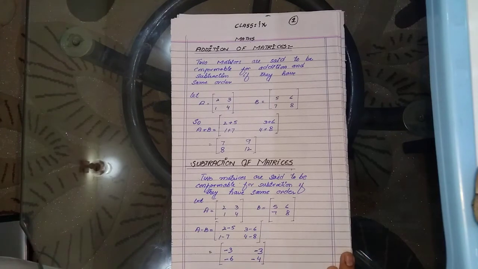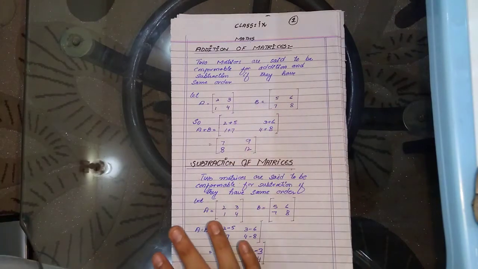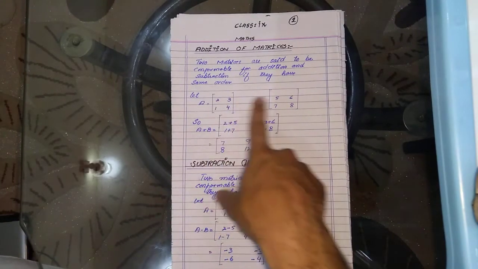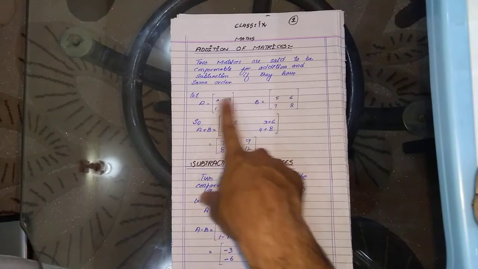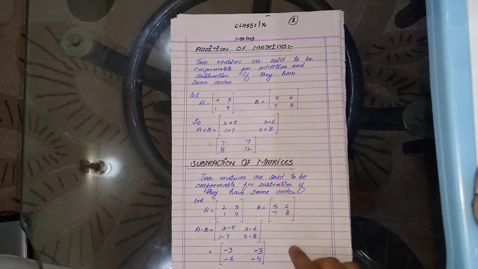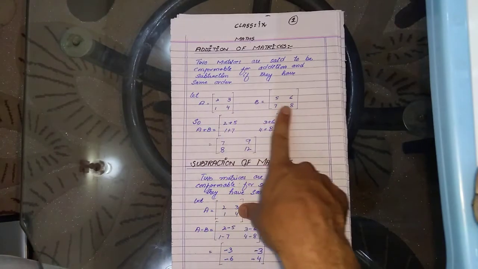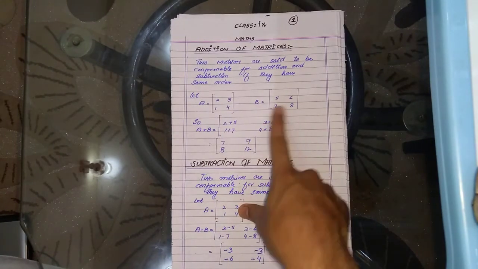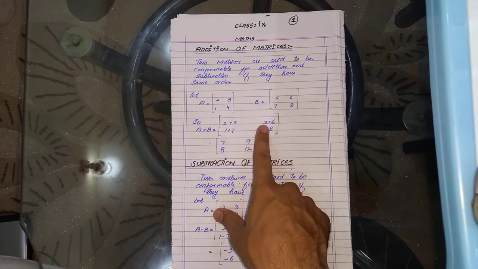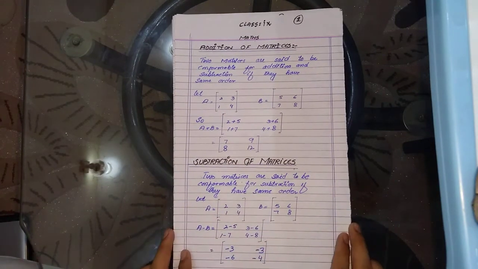Look here, student. You have to add the corresponding entries. After finding out that the order of both matrices is the same, you have to add the corresponding entries, like 2 and its corresponding entry is 5 in the second matrix. So 2 plus 5, then 3 plus 6, then 1 plus 7, then 4 plus 8. And by adding them, you will get your resultant matrix.